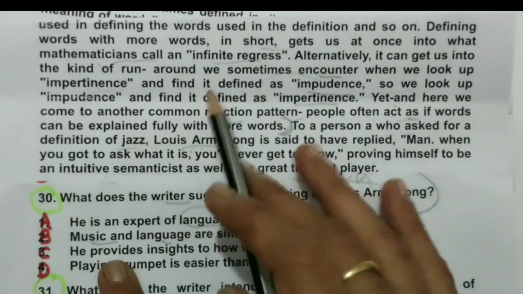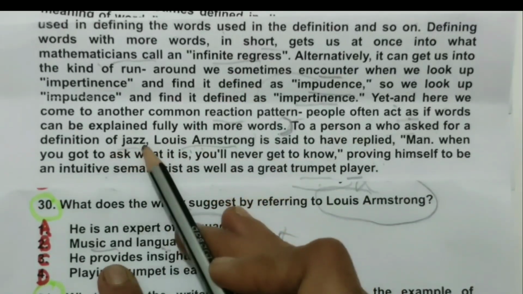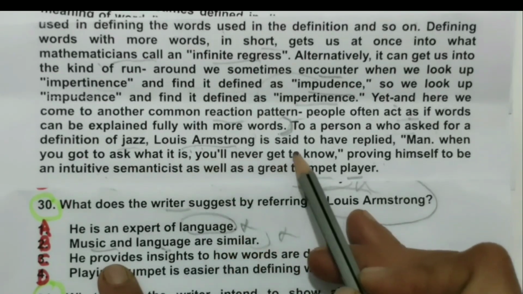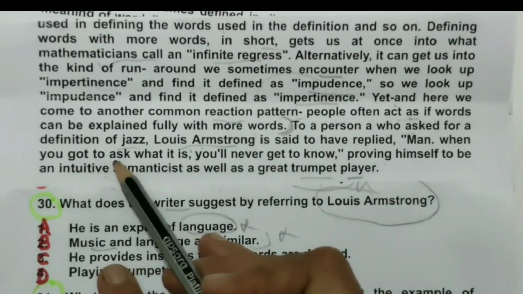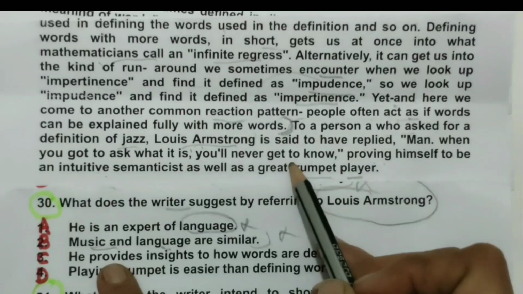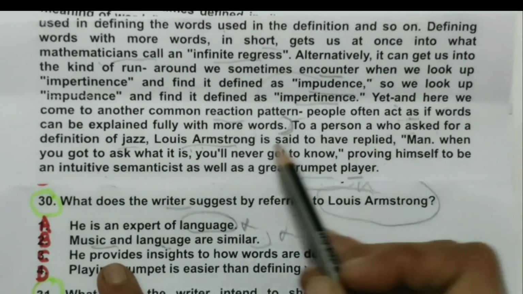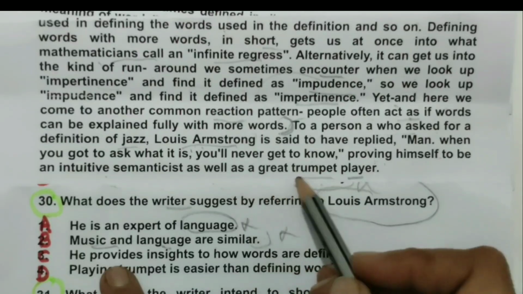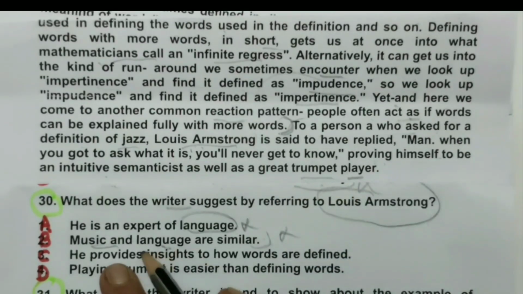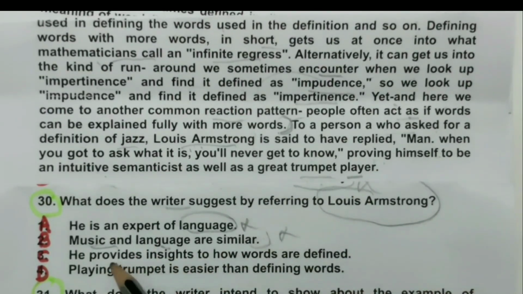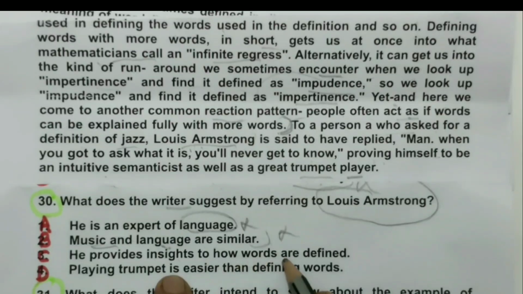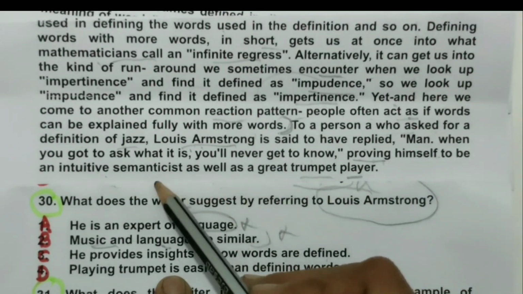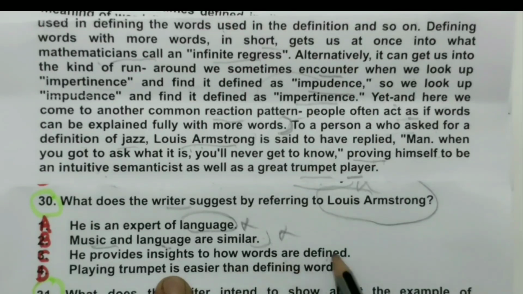So someone has asked about the definition of jazz. Louis Armstrong is said to have replied, "Man, when you got to ask what it is, you will never get to know," proving himself to be an intuitive, shamanistic, as well as great trumpet player. So he is not saying music and language are similar. He provides insight to how words are defined. So something he is providing about how words are defined.